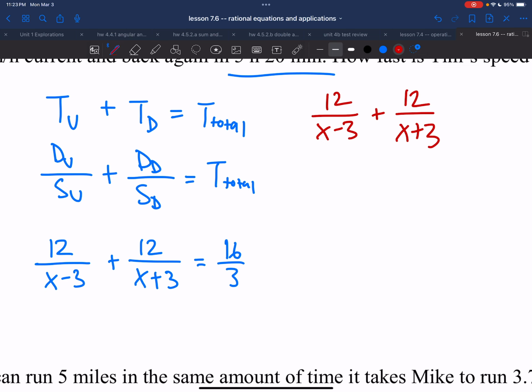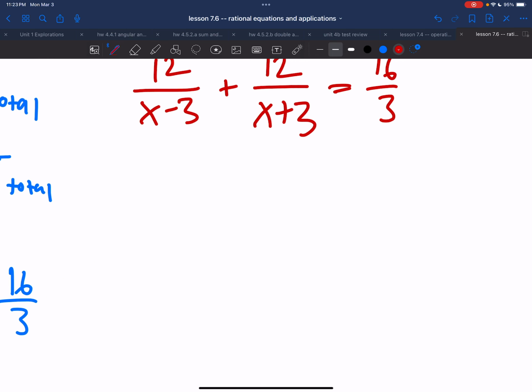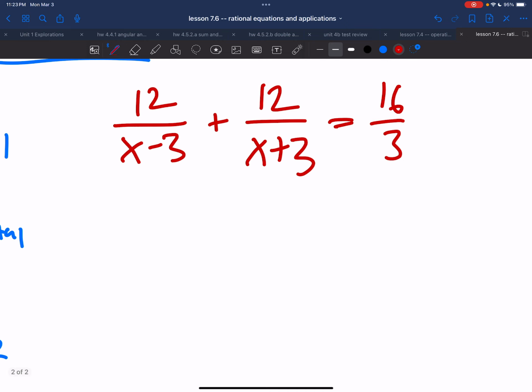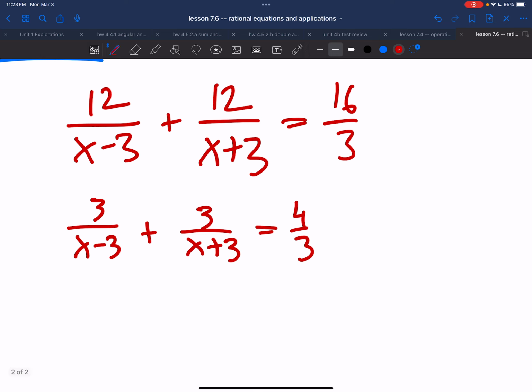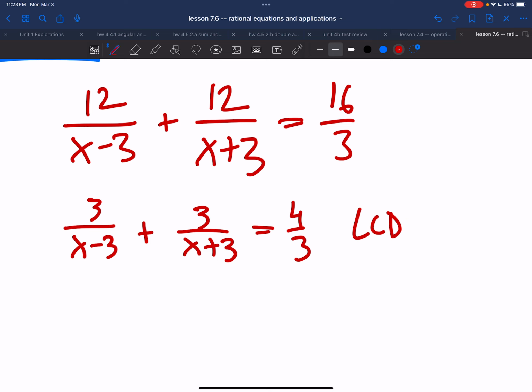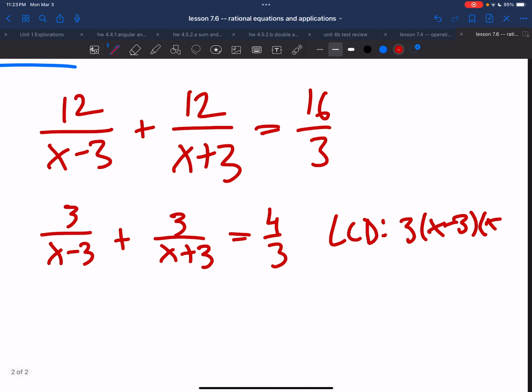You may notice all the numerators. You see the 12, 12, and 16. All of those constants are divisible by 4, which means you could divide the entire equation by 4 and get a simpler fraction expression. Not necessary to do, but it's going to help us a little bit. The LCD, after doing that, well, the LCD is the same either way. The LCD is 3 times x minus 3 times x plus 3.